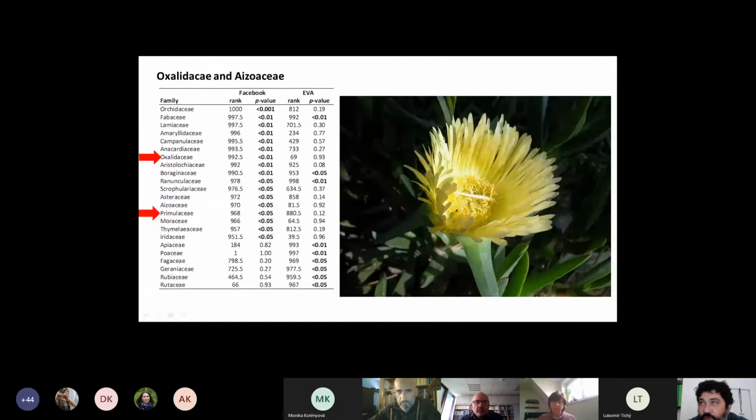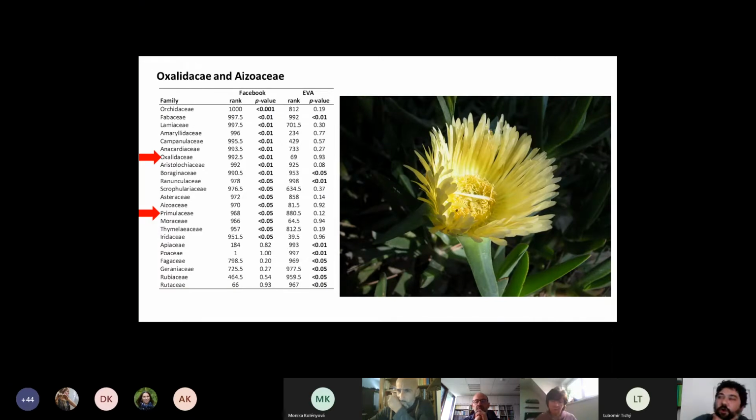But then, two other families that are very frequently recorded by Facebook users are Oxalidaceae and, sorry, not Primulaceae, Aizoaceae, that include many alien species. So the reason why these families are so overrepresented in Facebook is probably related to the fact that alien species usually are escaped from gardens, and they have very showy flowers.